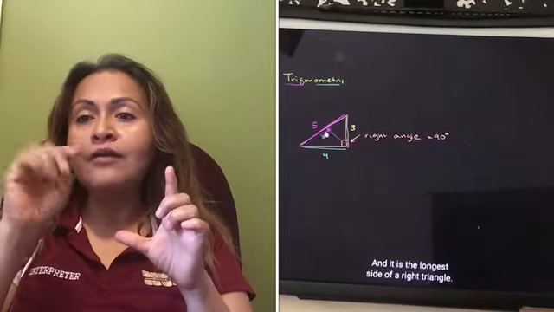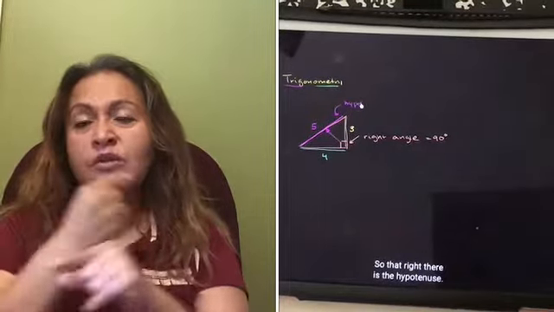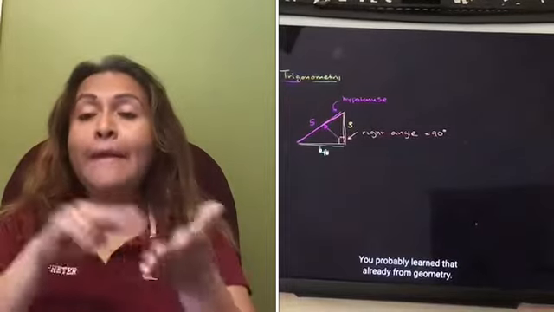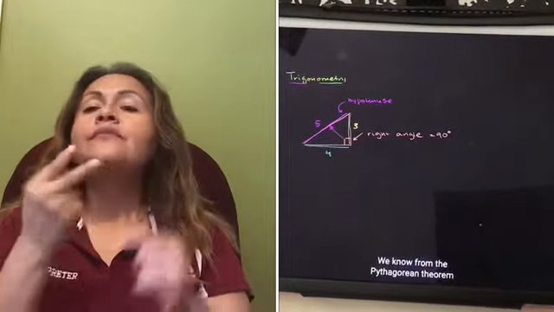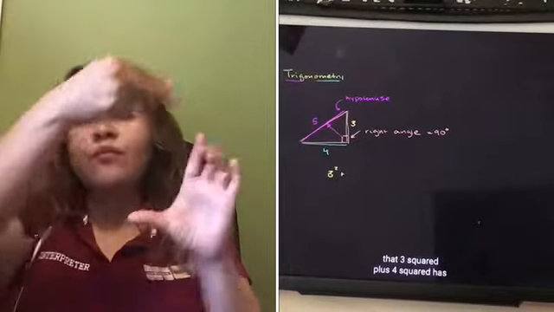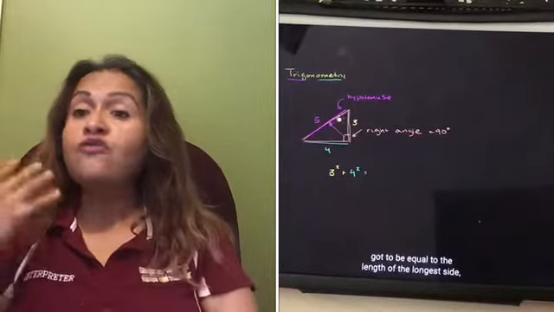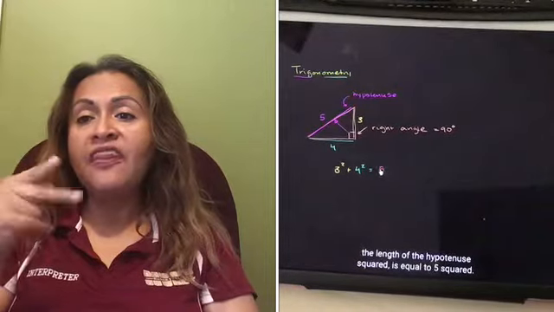You probably learned that already from geometry. And you can verify that the sides of this right triangle work out. We know from the Pythagorean theorem that 3 squared plus 4 squared has got to be equal to the length of the longest side. The length of the hypotenuse squared is equal to 5 squared. So this satisfies the Pythagorean theorem. Now with that out of the way, let's learn a little bit of trigonometry.